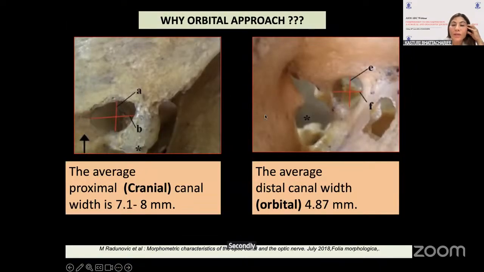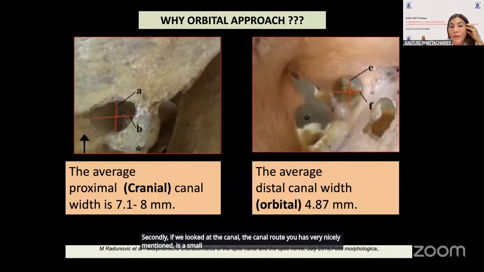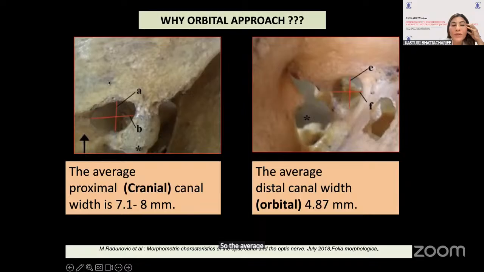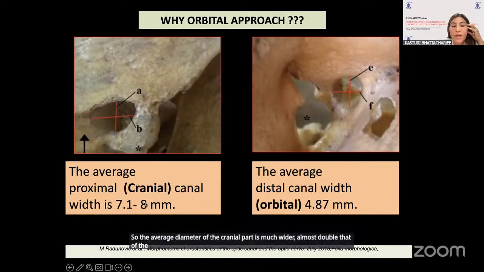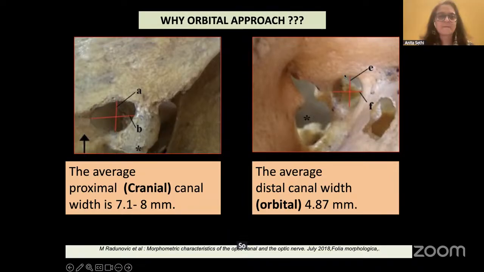Secondly, if we look at the canal, Ruju has very nicely mentioned it is a small area, 5 to 9 millimeter. When you look at the canal, there is one orbital part and one cranial part. The average diameter of the cranial part is much wider, almost double that of the orbital part, which is approximately 7 to 8 millimeter. And the orbital entry point is only 4 millimeter. So most of the strangulation occurs in the orbital component of the canal.